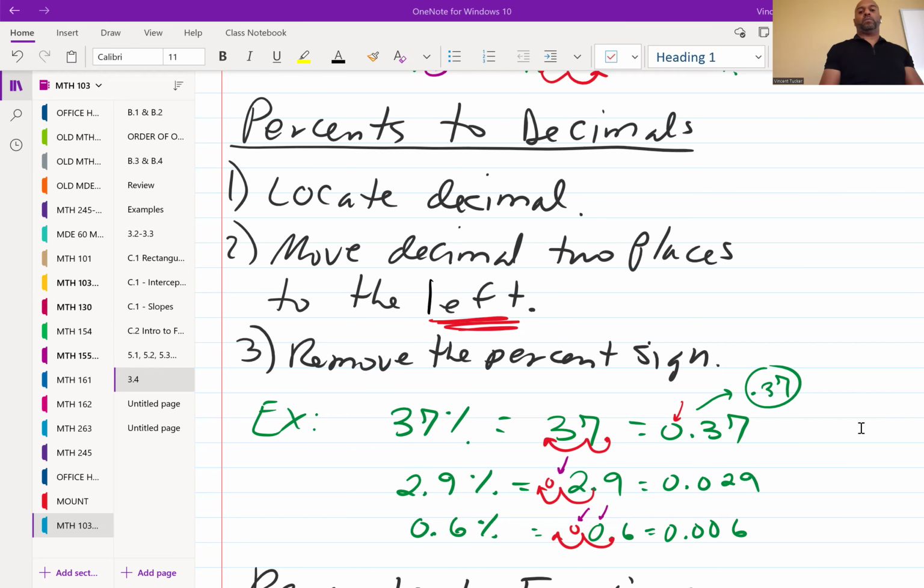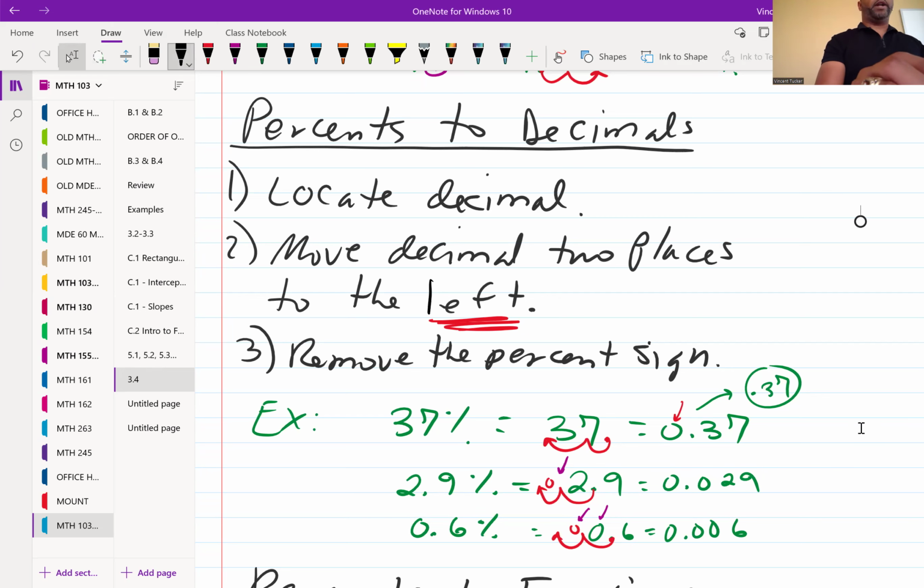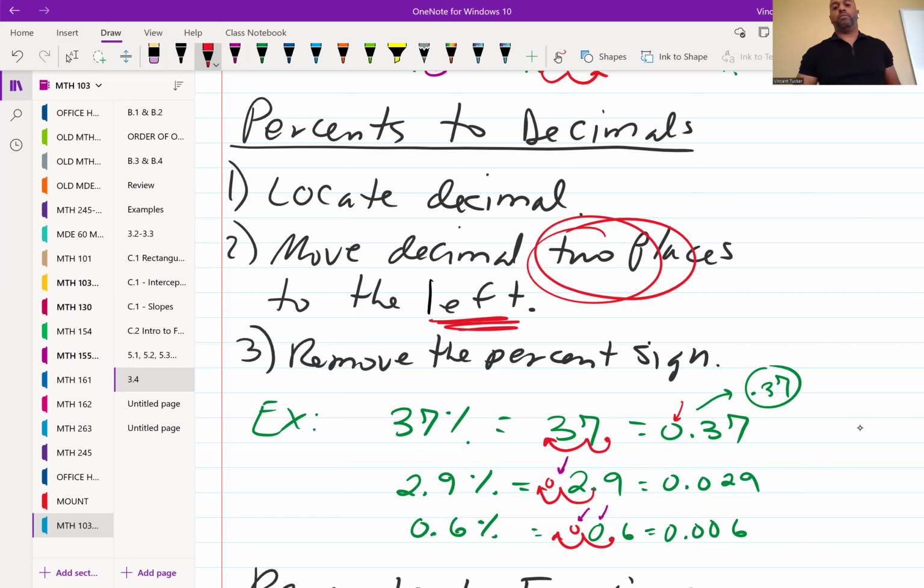On the 2.9, why is it that we use the extra zero before the decimal? Because it's always two places. No matter what's going on, it's always two places.